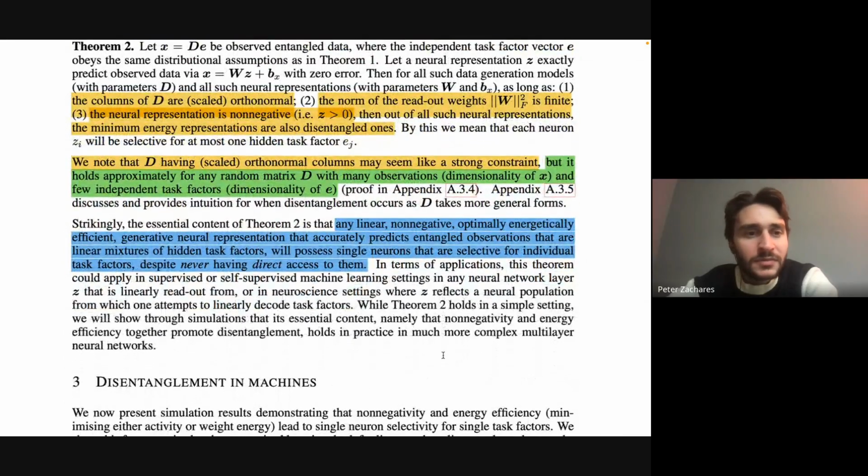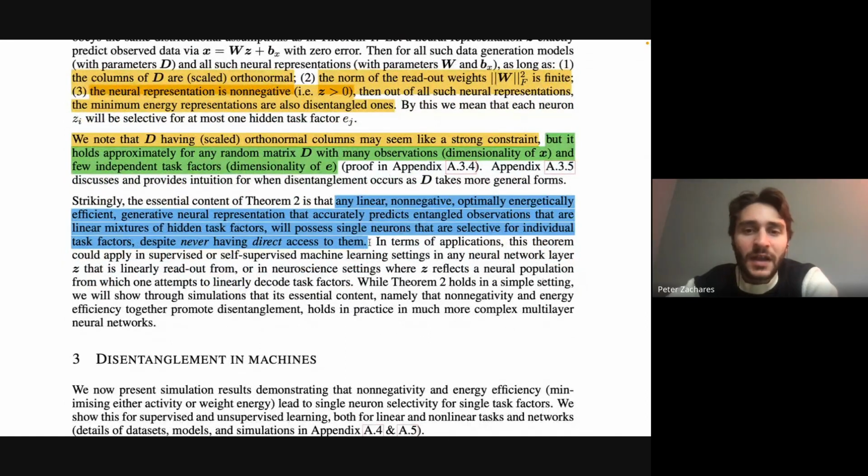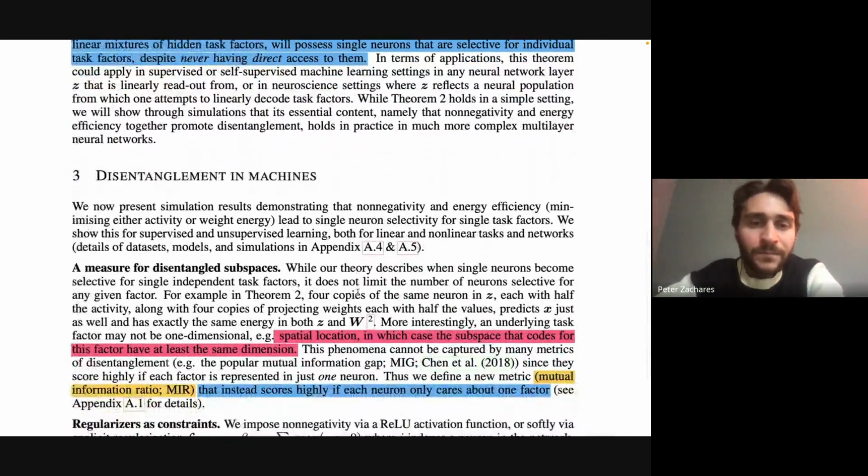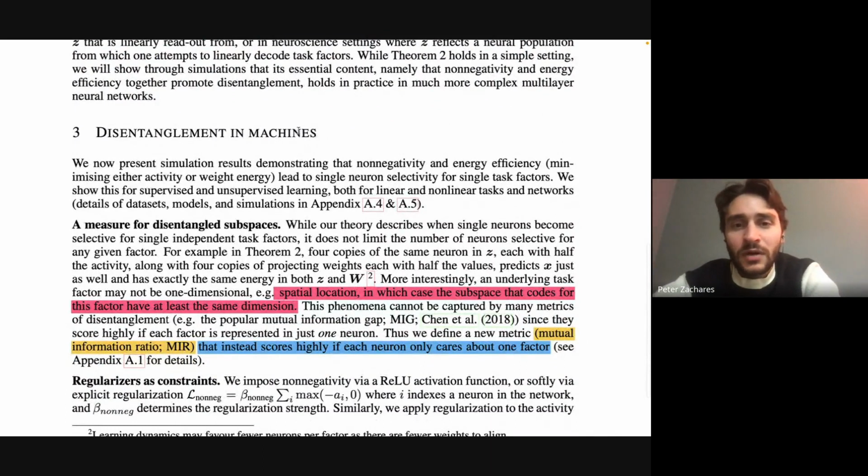Good question. But anyway, the result of theorem 2 is just that if all these assumptions are respected, then you can have a model whose internal representation is able to disentangle the task factors without them actually being the input to the model. And then they say, okay, well, all of the assumptions we made are pretty strong. How does this pan out in practice, where the assumptions we made probably don't apply? Are these constraints still useful?